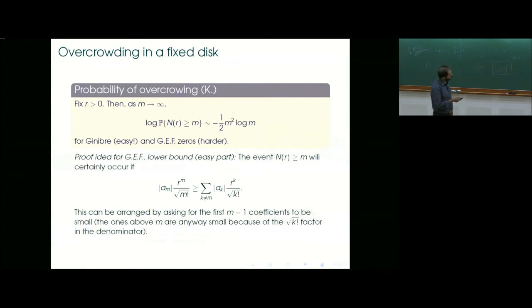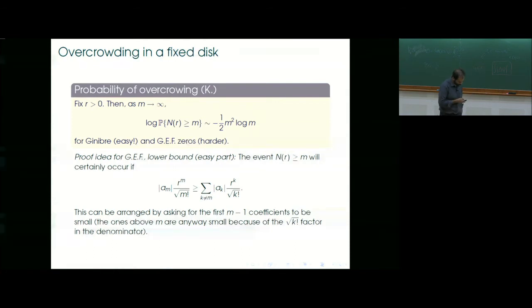But what's the chance that I see a large number of points m inside this disk? If you are doing Poisson, then you know how it behaves. It's the tail of the Poisson random variable, which we understand well. But here it is not like that. It's not like e to the minus m, but e to the minus m squared log m. It's extremely unlikely compared to Poisson that you will have a large number of zeros crowding into a small region. So this is true.